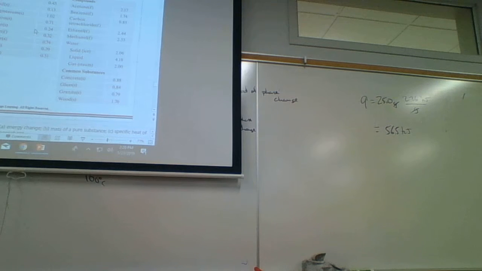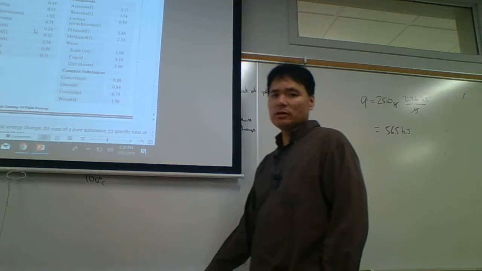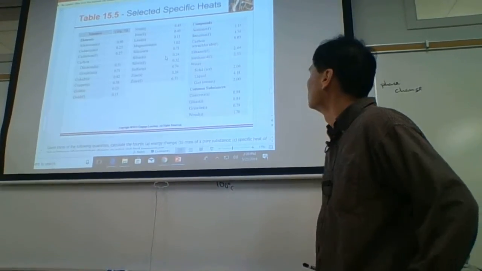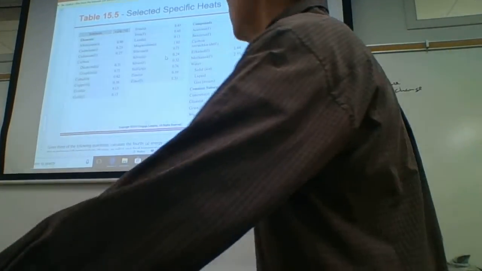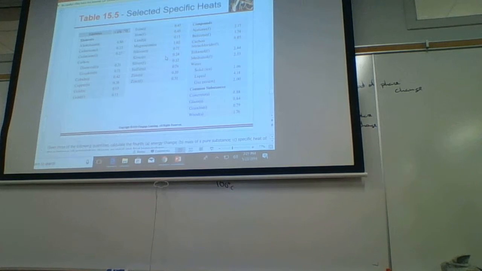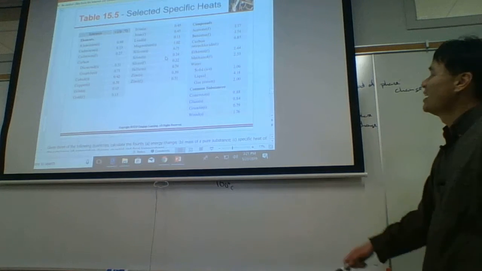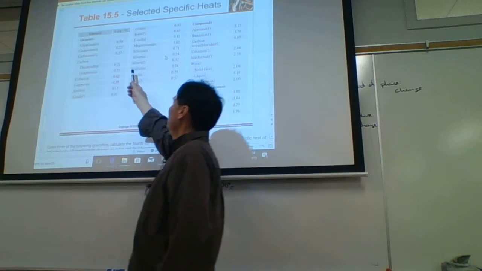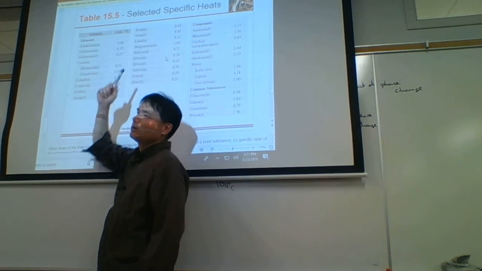These are the specific heats here. Can you see which is the highest specific heat, which is the lowest specific heat that you see on this chart? I see the highest is water. Water has a high specific heat. Do you know what that means? Well, look at the units here. The units are going to be joules per gram degrees C.